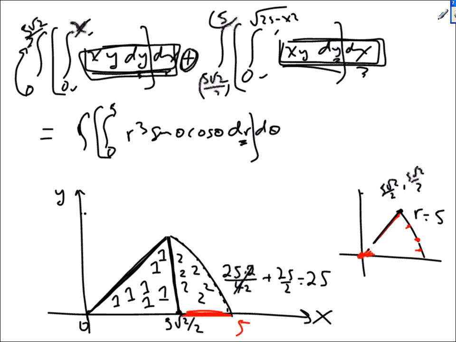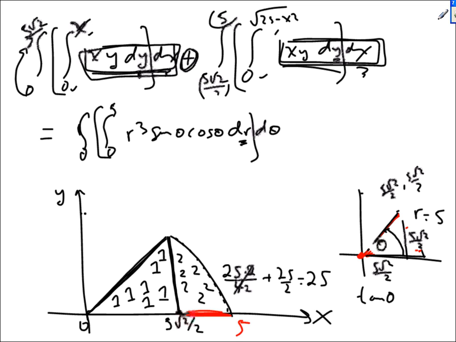So if I want to find this angle, I want to know the big one. The angle starts at 0. And I know a lot about this. I know that the x value is 5 square root of 2 over 2, and the y value is 5 square root of 2 over 2.